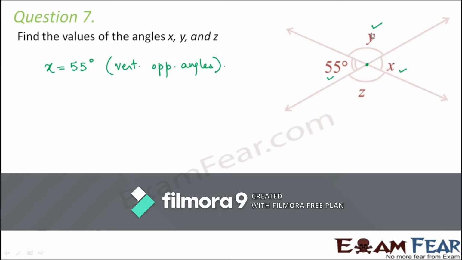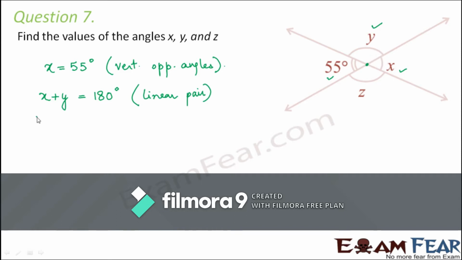Now let's focus on y. So if you only focus on x and y, you see that x and y form a linear pair. That is, the sum of x and y is equal to 180 degrees. So whether you call it linear pair or you call it supplementary, it would mean the same thing in a way, here at least. So x plus y is 180 degrees.